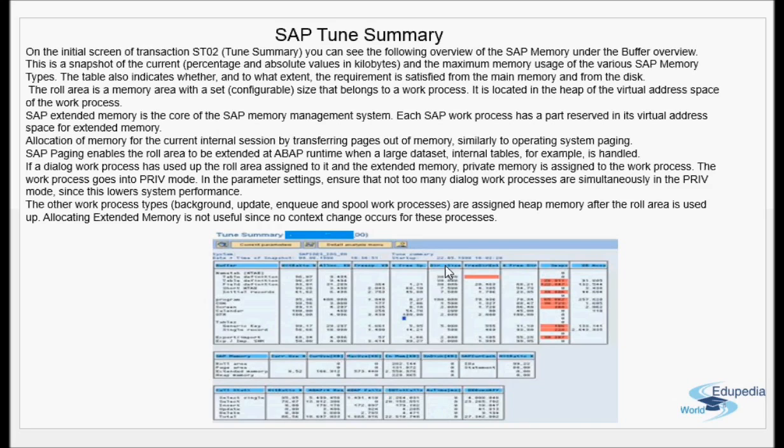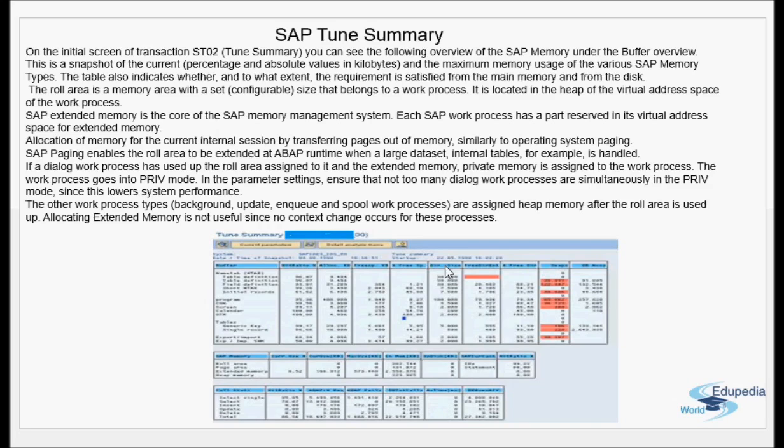In part 2, we have seen 4 different types of transactions for monitoring. We started with SM50, the work processes of a particular instance, then SM66, the system-wide work process overview, then ST06, the operating system monitor, and the last one is ST02, the SAP memory overview, that is the SAP Tune Summary. In part 3 of monitoring we will see a different set of transactions. These monitoring transactions are to be executed daily to check the health of the system.